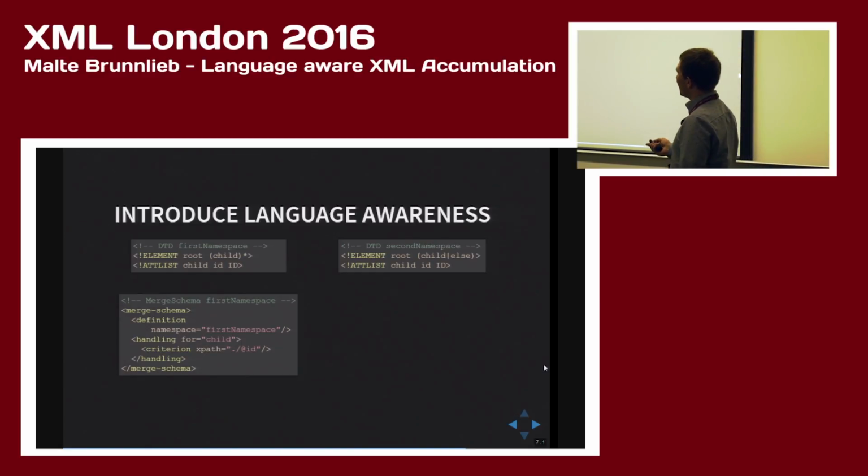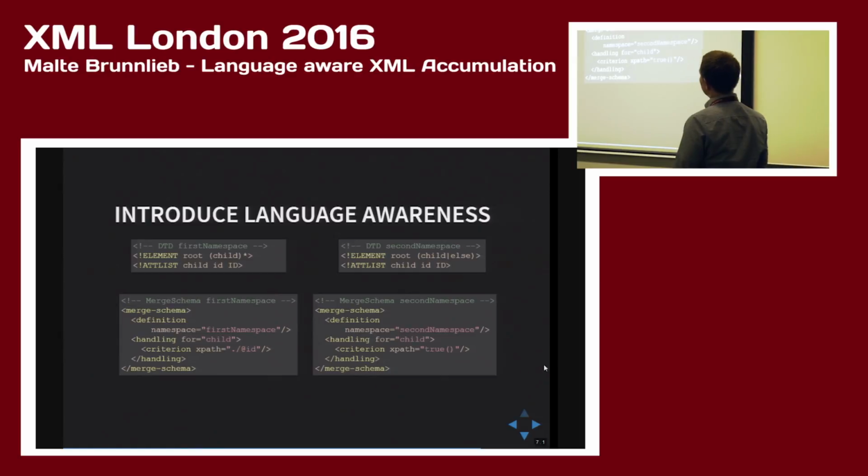And here, for example, we have the same as before. So we identify the child over an ID. And here we identify the child every time because there can only be just one child.